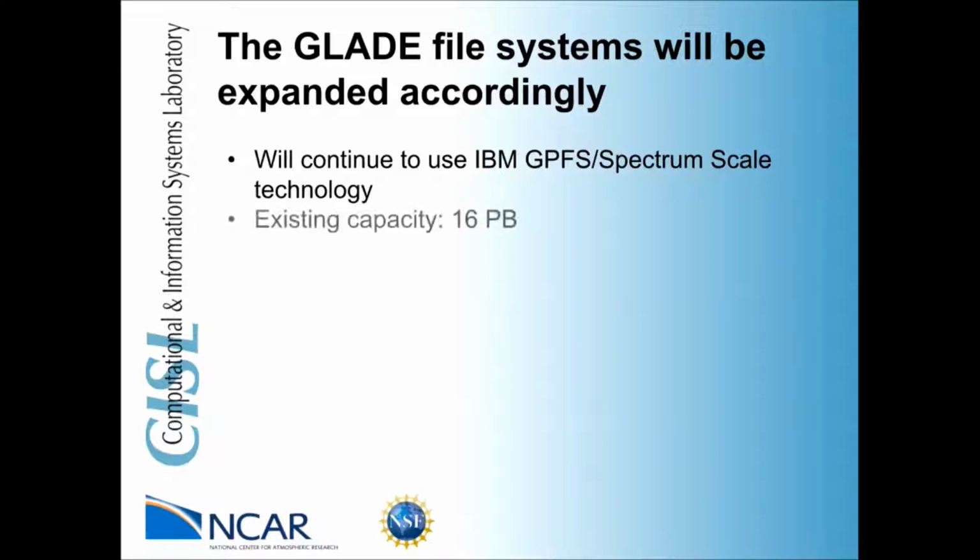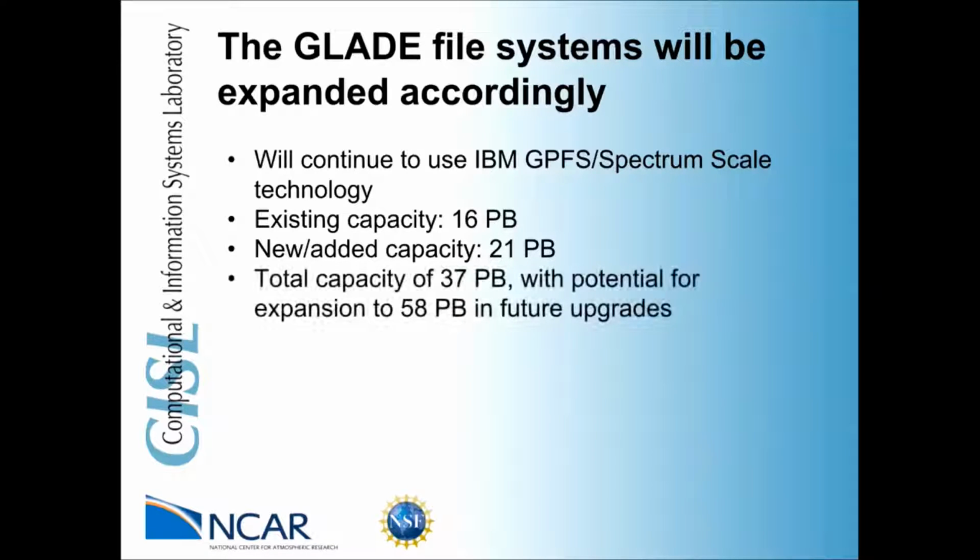The existing capacity, as of a few months ago, was 16 petabytes. Now, the new added capacity is 21 petabytes of space, so quite an increase. And that, of course, gives you a total capacity of 37 petabytes. And we have the potential for expansion to 58 petabytes total with future upgrades. At this point, this is part of the plan.